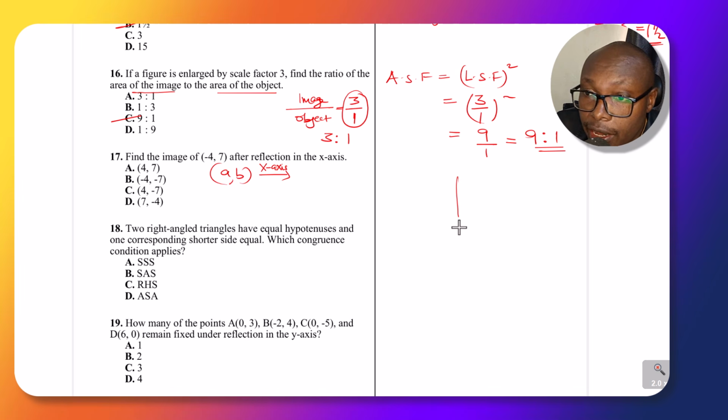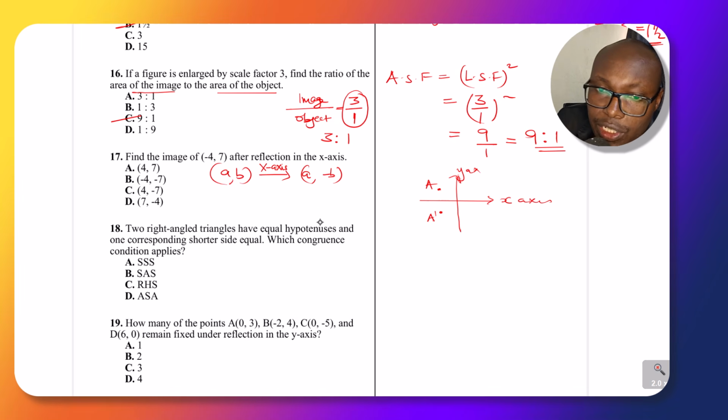If you draw the Cartesian plane, this is the x-axis, this is the y-axis. So you have a point here, let's say A. Of course, the image will be there because the mirror line should be between the object and the image. When you look at this, the x coordinate remains the same, whereas the y coordinate changes the sign. If it was positive, it becomes negative. If it was negative, it becomes positive.